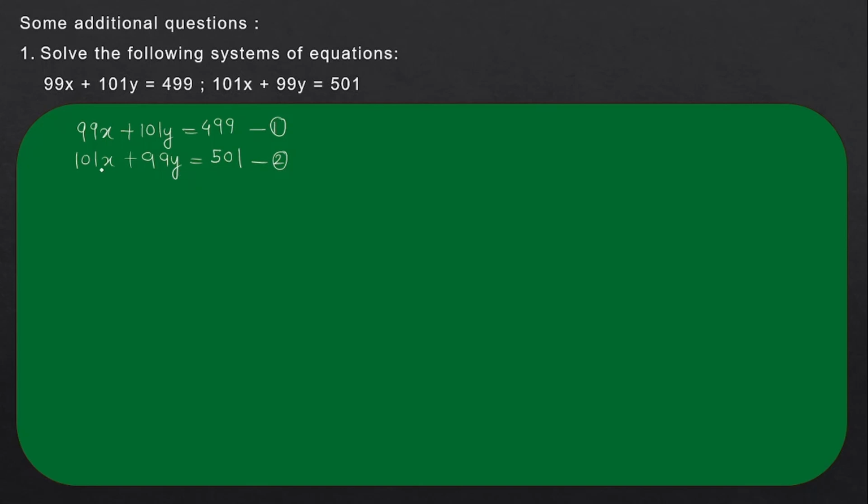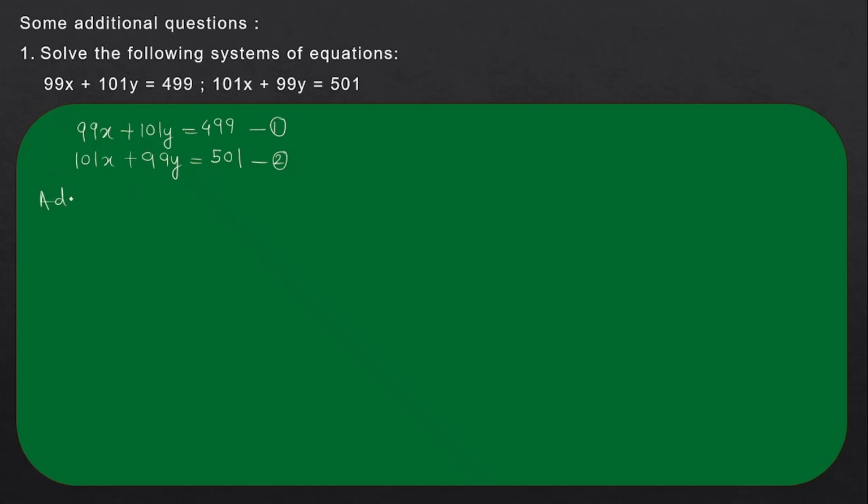Why special? Here I can see the coefficients of x and y in equation 1 and 2 are same, that is both are 99, and coefficient of y and x in both the equations is also same. So if we are having the coefficients of x and y interchanged in both the equation, it becomes a special case, and then there is a shortcut method to address such questions. What is the method? Let us see.